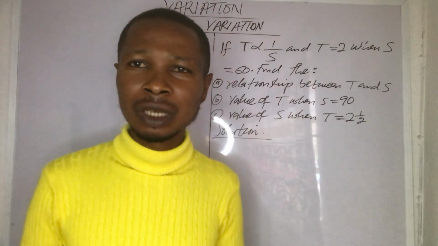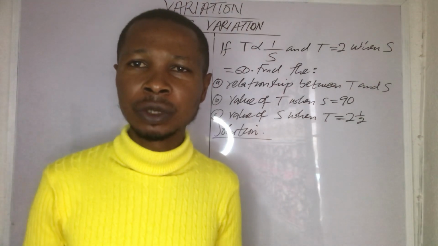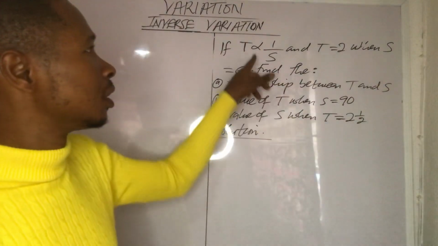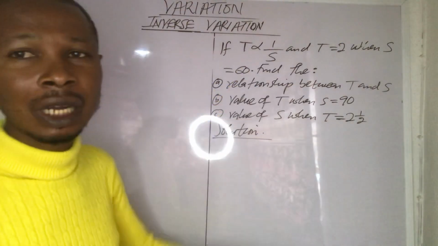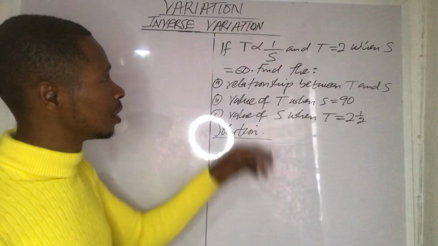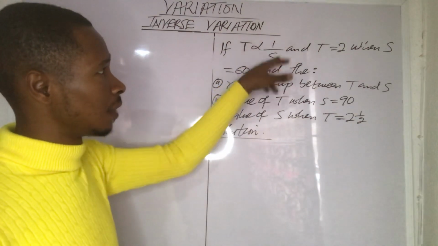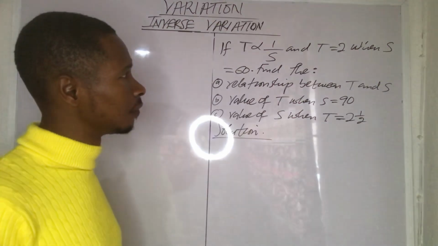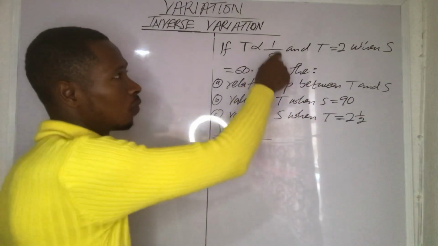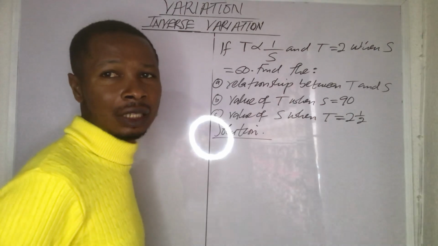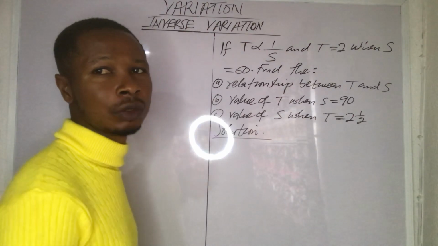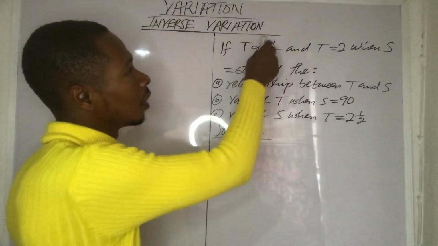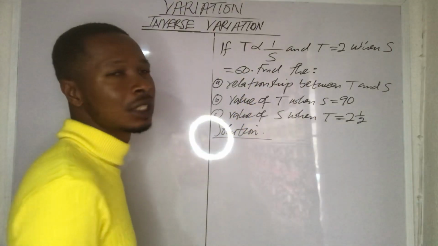It's a relationship between two quantities. That's what is referred to as an inverse variation, and it's represented with the symbol 1 over the other element. Like this example: if t varies inversely with s, anytime you see 1 over the other quantity, that's an example of inverse variation. So this is t varies inversely with s.